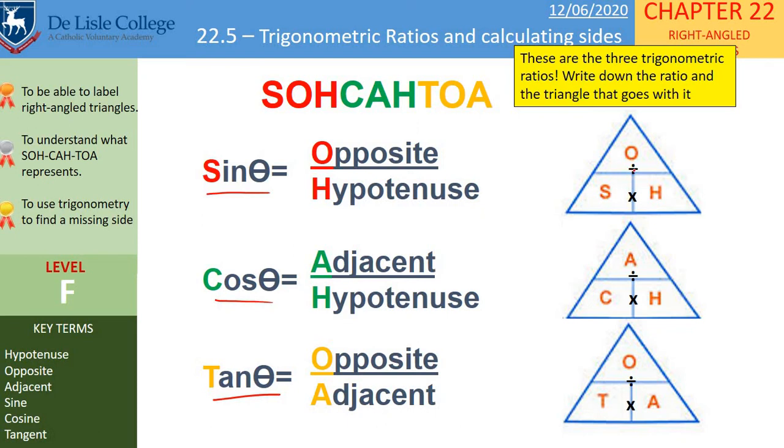This means divide. So if you're looking for the hypotenuse, you do the opposite divided by sine, which is the angle. We'll look at that later. And then if you're looking for the opposite, you do a multiplication of the other two variables. So please get down these three triangles and SOHCAHTOA for me. Please pause the video as you do this.